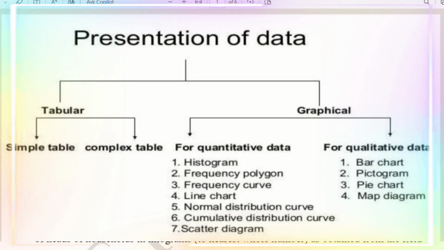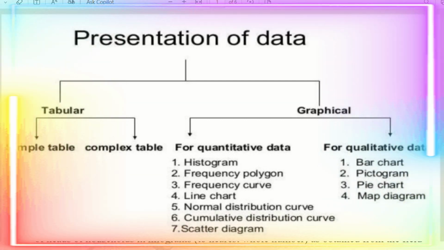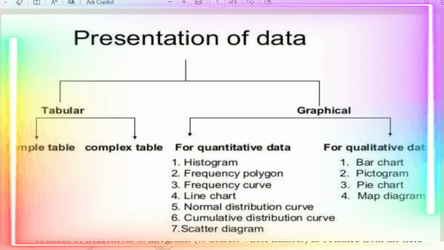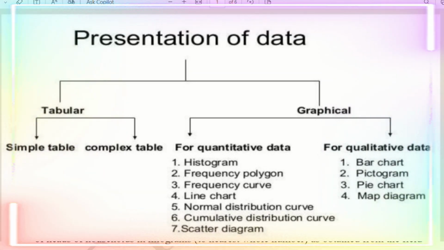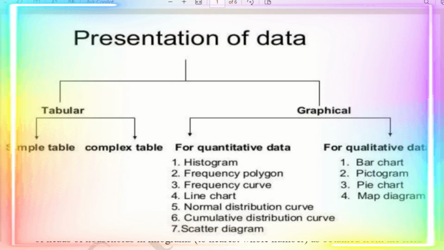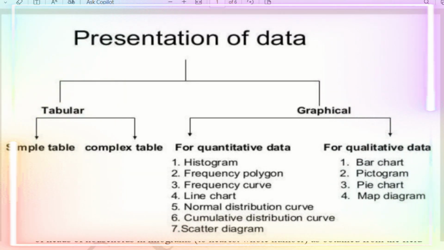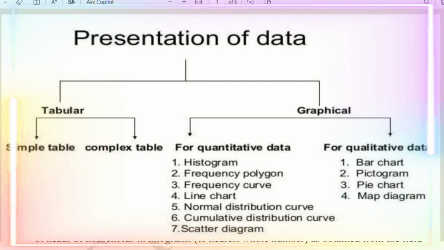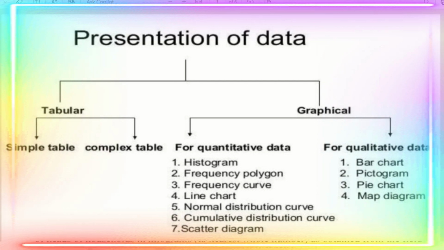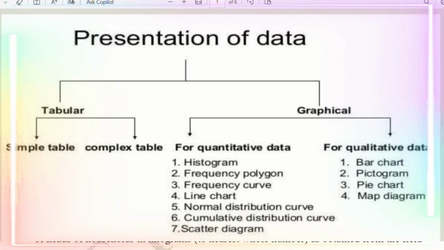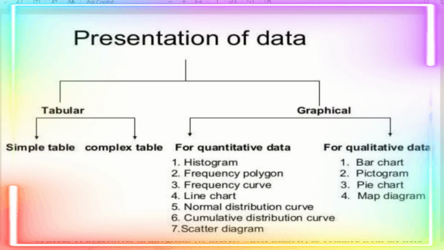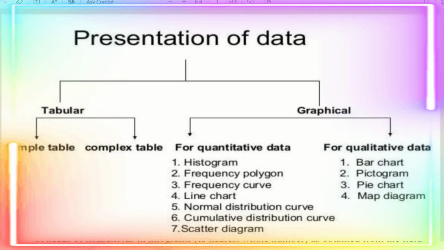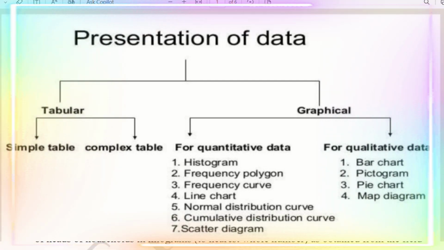Therefore, the first task of a statistician is that he needs to organize the data, present the data in such a way that some salient characteristics can be easily observed. And this can be presented using these three methods that I've mentioned: tabular, graphical, or numerical. So today we are considering the tabular method.